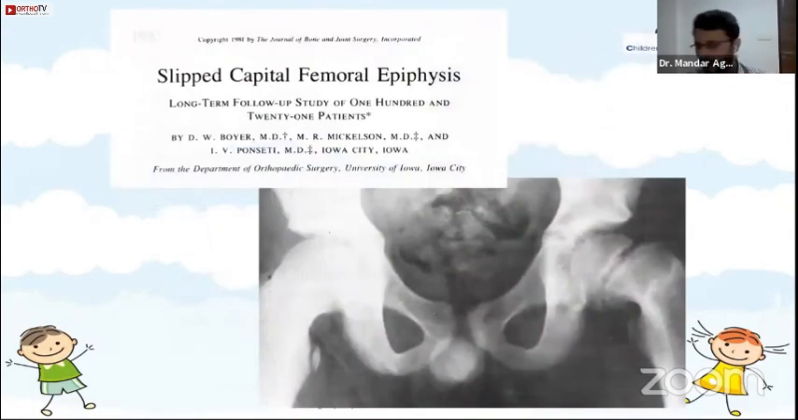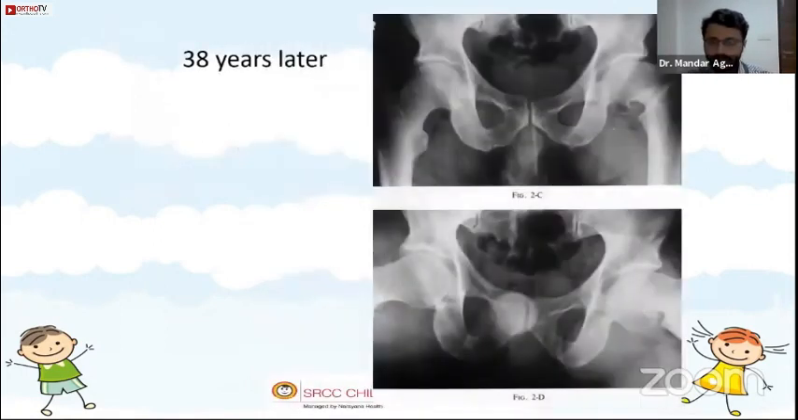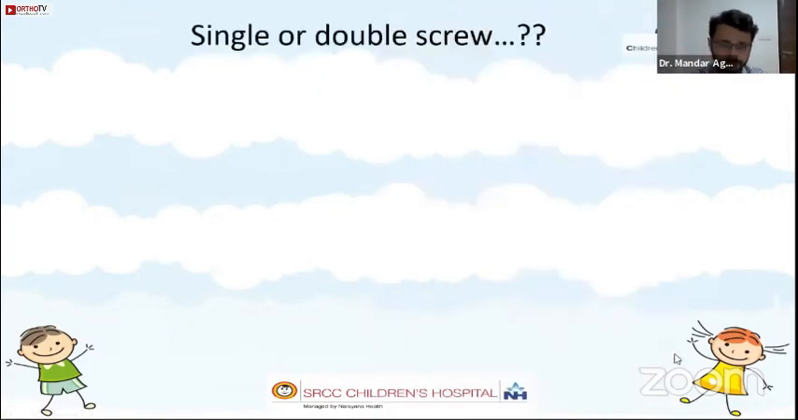This is one of the landmark articles. The Iowa group had put this forth. It's a long-term study, almost 35 years of follow-up. You can see that this was the X-ray which they had put as a long-term good result. This is a 38-year follow-up. You can see they had shown it as a good result, but you can still see that there is a significant amount of cam impingement in this X-ray.